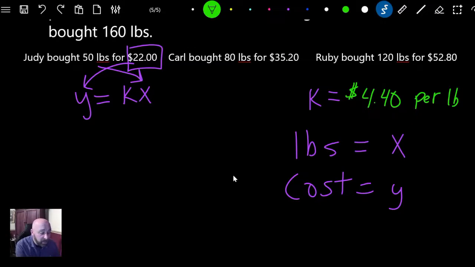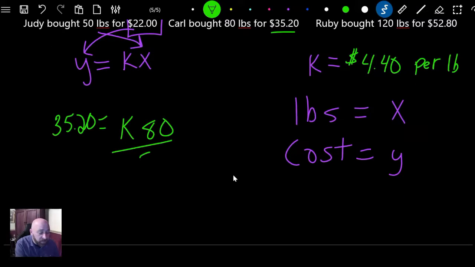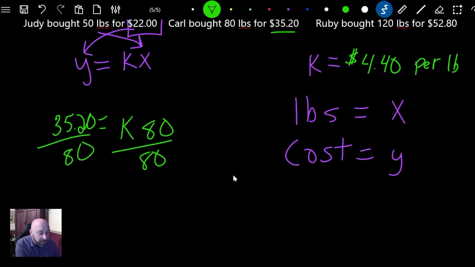Does this do the same thing? So Carl is 80 pounds, so X is 80, right? There's our K again, and we equal 3520. Now we're going to try the same thing. We're going to divide both sides by 80. I'm going to cheat on this one. I'm going to use my calculator for this.